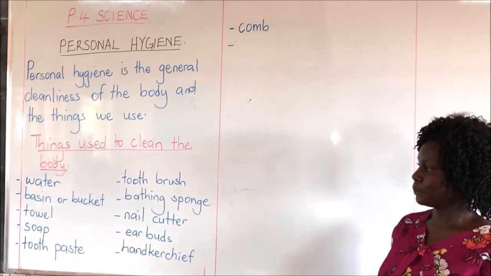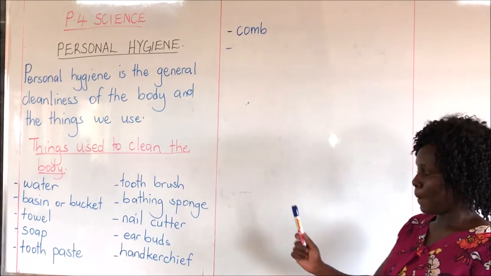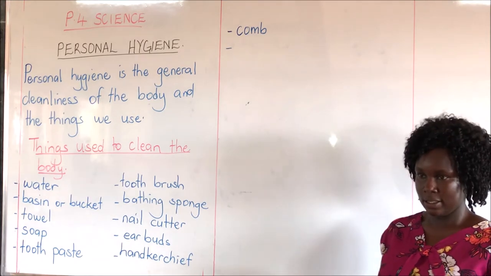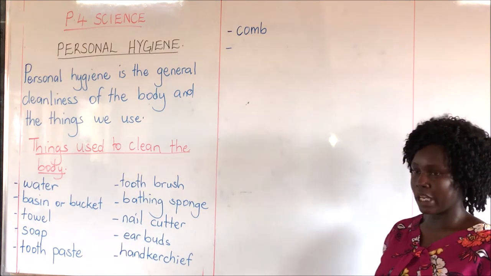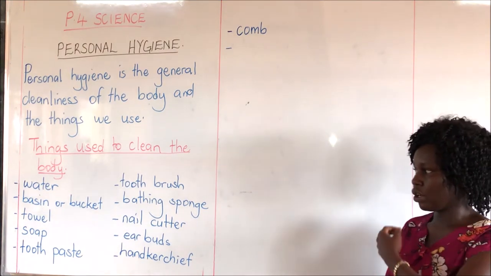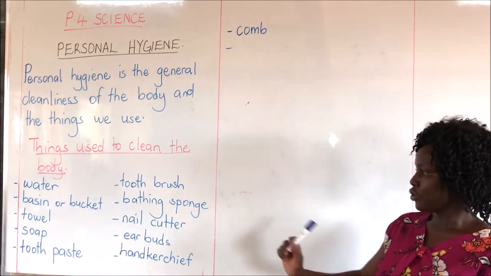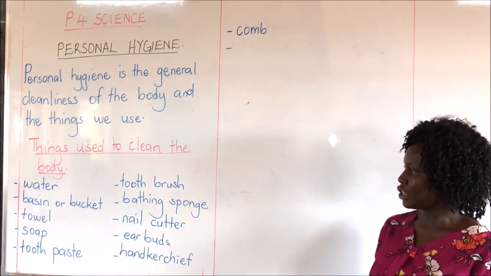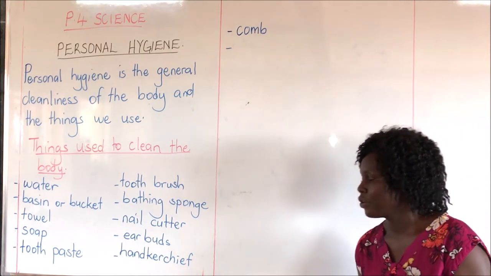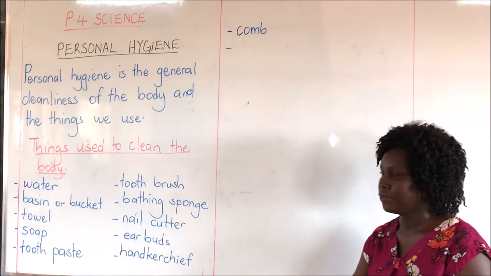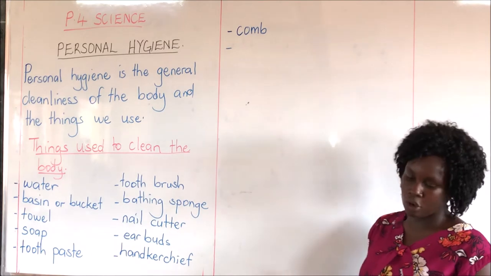We need water, because when you are bathing, we use that water. Basin, that will help us for where we are going to put the water. Towel, for drying up yourself. Soap, we need it because it will help you to kill the germs around your body, because it is a detergent. Toothpaste, when you're brushing. Toothbrush, bathing sponge, nail cutter for grooming nails. Earbuds, for removing the earwax. Handkerchief, when you're sweating, you wipe the sweat, sneezing and coughing. Comb for combing.